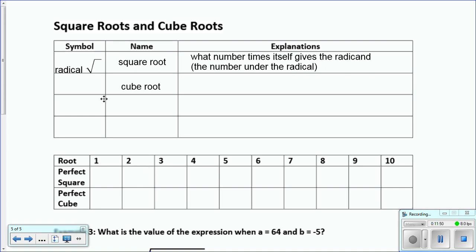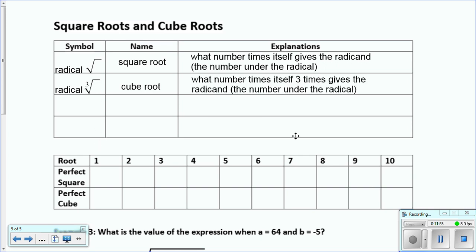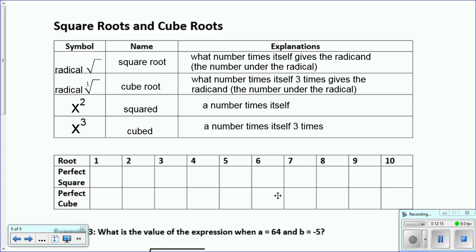Here's a cube root, which looks like this. See, a number hanging out. That's the radical for it. And this is what number times itself 3 times gives that radicand, the number under the radical. Okay? Squared means that you have a number with that exponent of 2. So it's the number times itself. Cubed looks like that. It's a number times itself 3 times.